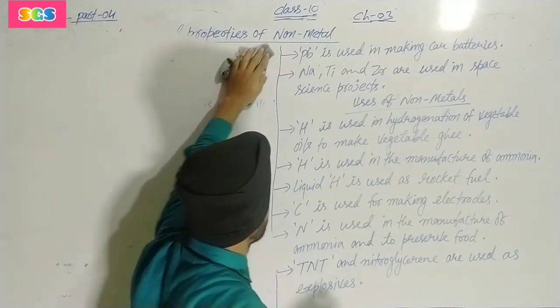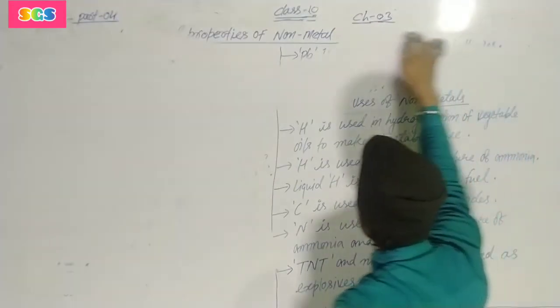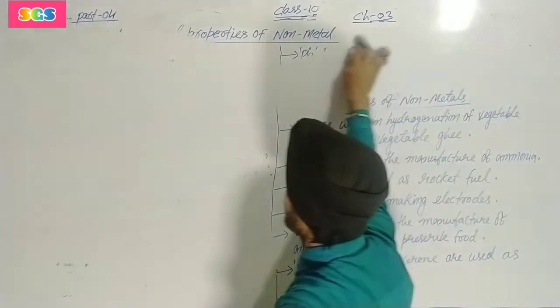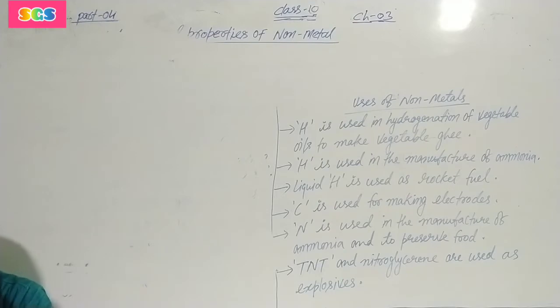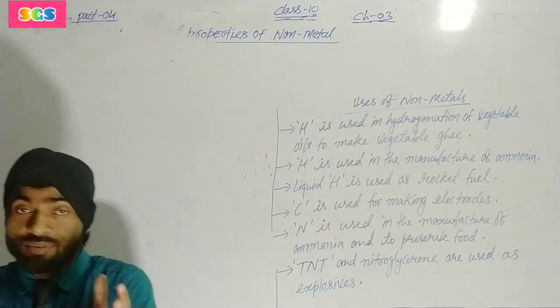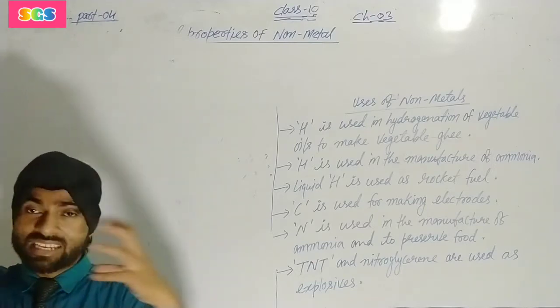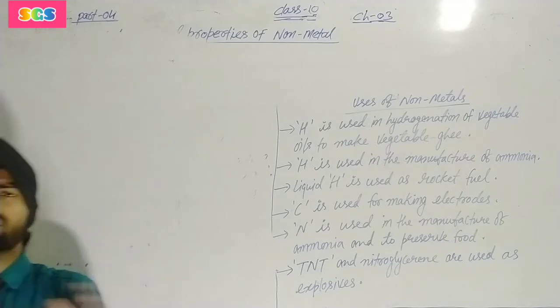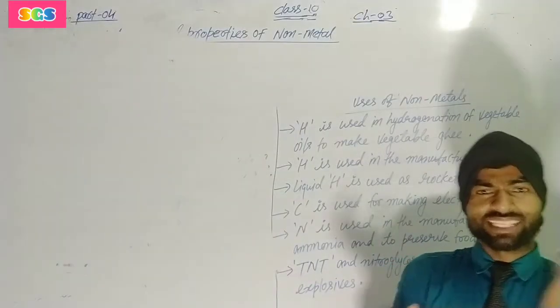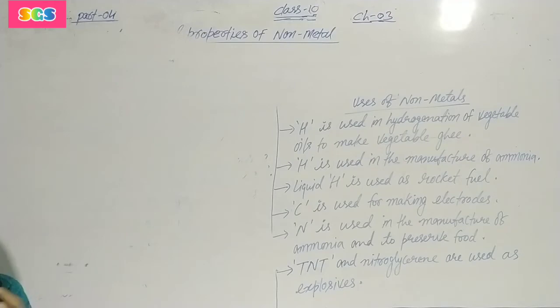Okay, so if we are talking about the uses of non-metals, hydrogen is used in the hydrogenation of vegetable oils. Hydrogenation means adding hydrogen. When you make vegetable ghee, that is dalda. Have you heard of it? Yes, dalda. Vegetable ghee is formed by the hydrogenation of vegetable oils like mustard oil, coconut oil, linseed oil. These vegetable oils are hydrogenated, meaning added with hydrogen, to form vegetable ghee, called dalda.